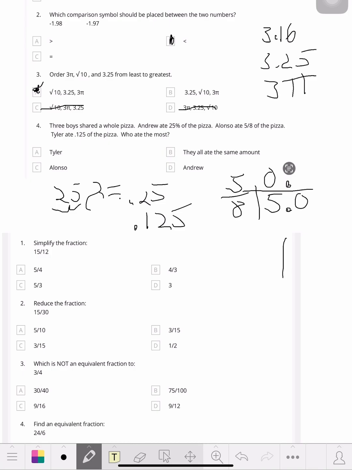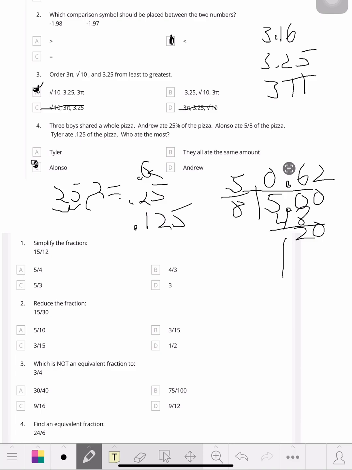8 goes into 50, 6 times. We come down with 48, and we get a 2. We put another 0, we carry that down. 8 goes into 20, 2 times, so 0.62. So that's a bigger number than these, so 0.62. So that means Alfonso ate the most.